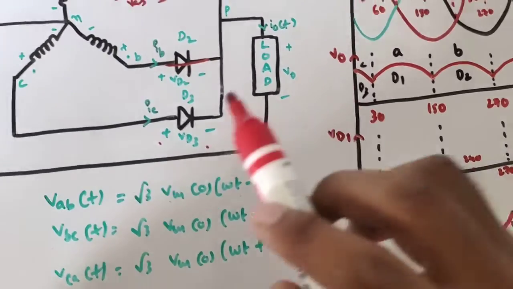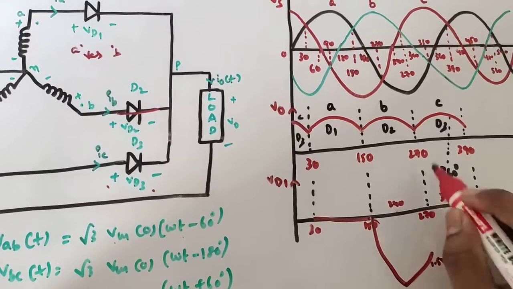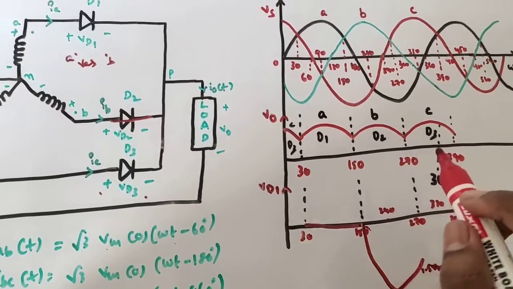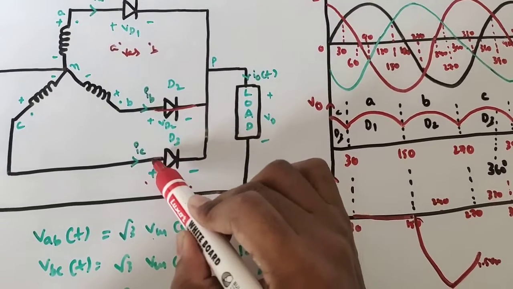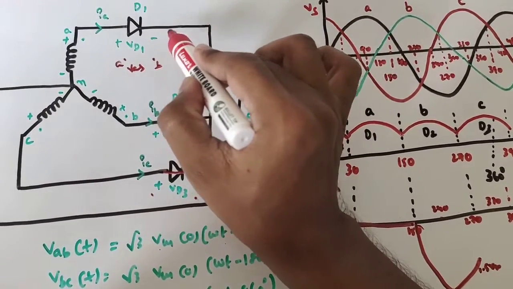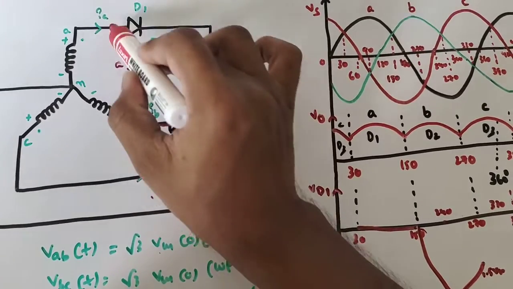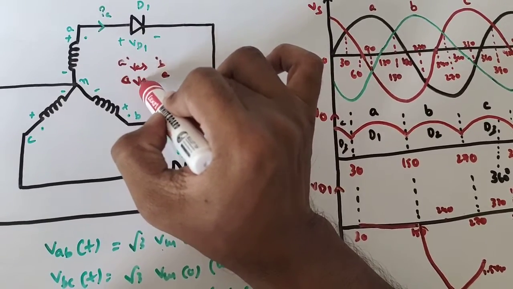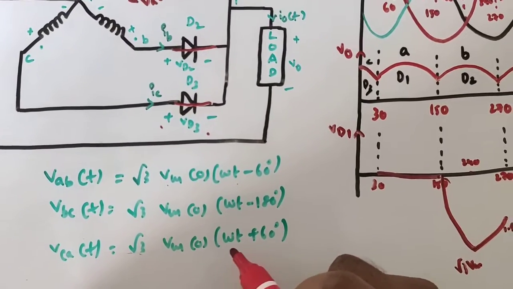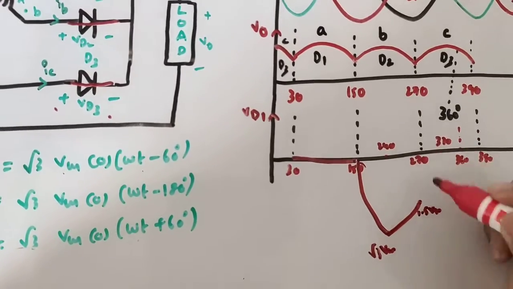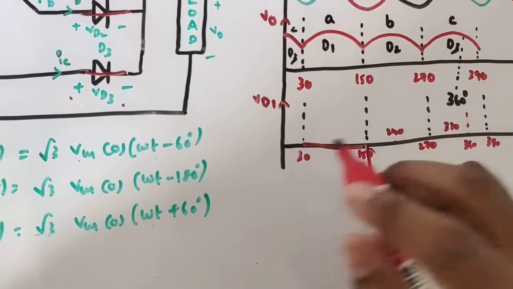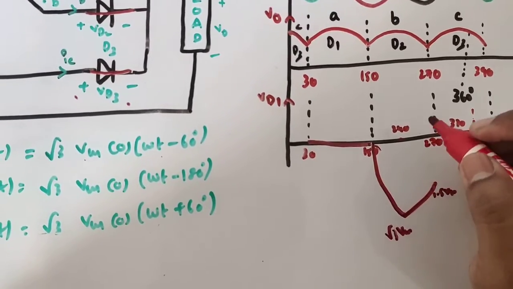Now at this particular condition 270, C phase is going to be conducting, that is D3 is going to be conducting here. As D3 is conducting, it is short circuited like this. So this C is going to be connected over here, and we are having A here. So what is the voltage you are going to get? VAC of t, which is root 3 Vm cos(omega t plus 60 degrees). At omega t equal to 270, you get the same 1.5 Vm value over here.